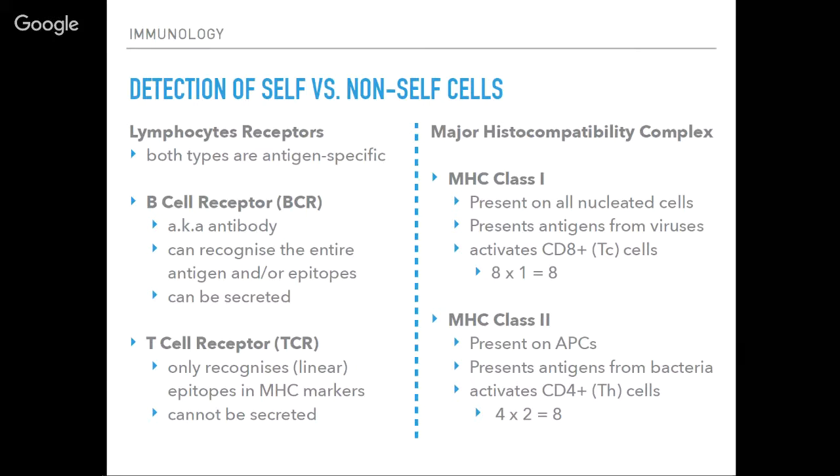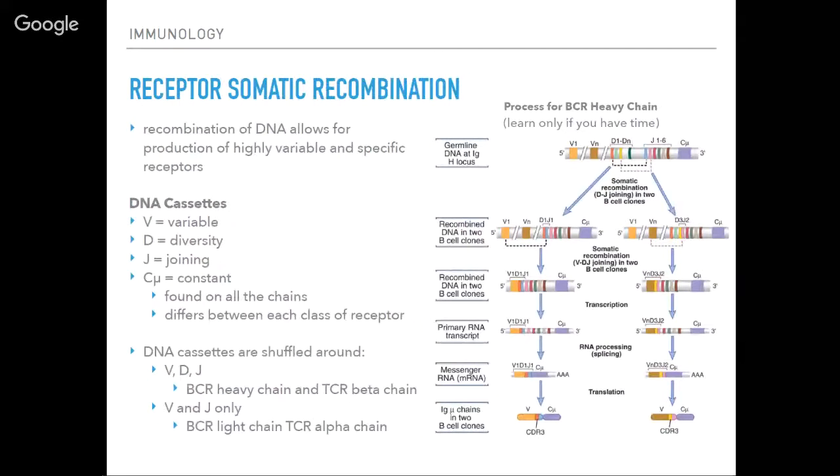In the case of MHC class 2, you have class 2 that affects CD4 T cells, so 4 times 2 gives you 8, if you ever struggle to remember which is which. So CD4 as in T helper cells react to MHC class 2 markers that are on antigen-presenting cells. APC stands for antigen-presenting cell. All right.